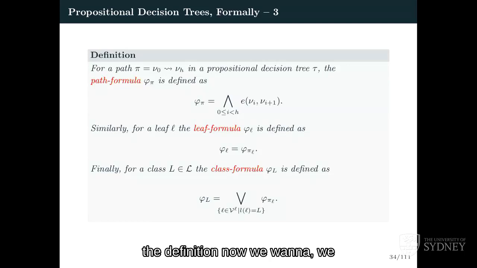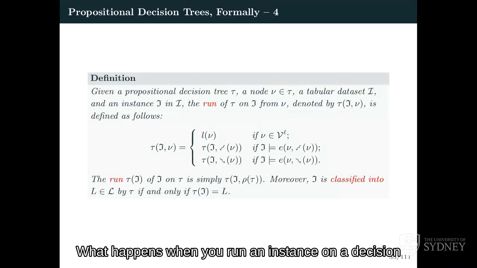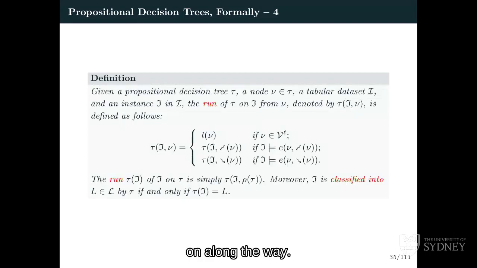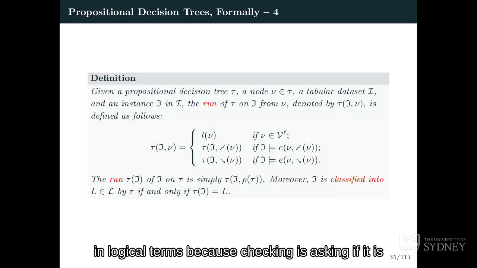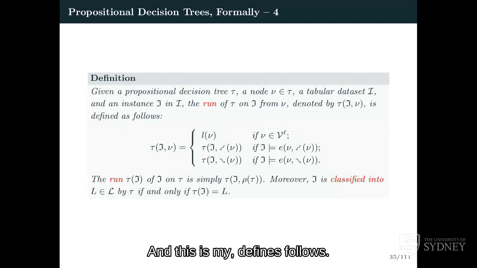Now we want to define this object. We want to know how it works, and it works by defining the concept of run. What happens when you run an instance on a decision tree? Well, we said that before. You just check every decision along the way. Now we can write this in logical terms, because checking is asking if it is true or not. Okay. This is a propositional formula made by one atom.